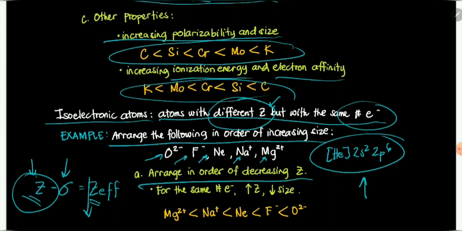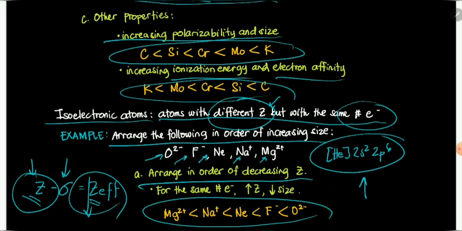Okay? So, kapag in-arrange mo sila in order of decreasing Z, pababa rin yung Z effective, therefore, pataas yung kanilang size. So in order of decreasing atomic number, we have this arrangement. So magnesium 2 plus muna, followed by sodium plus, followed by neon, followed by F minus, and then we have the oxide. Okay? So ito yung discussion ko on the periodic trends.